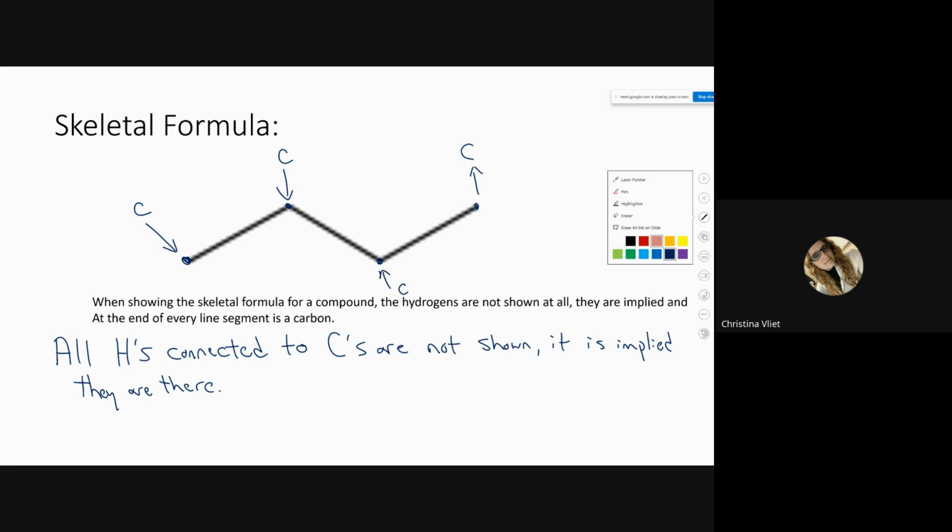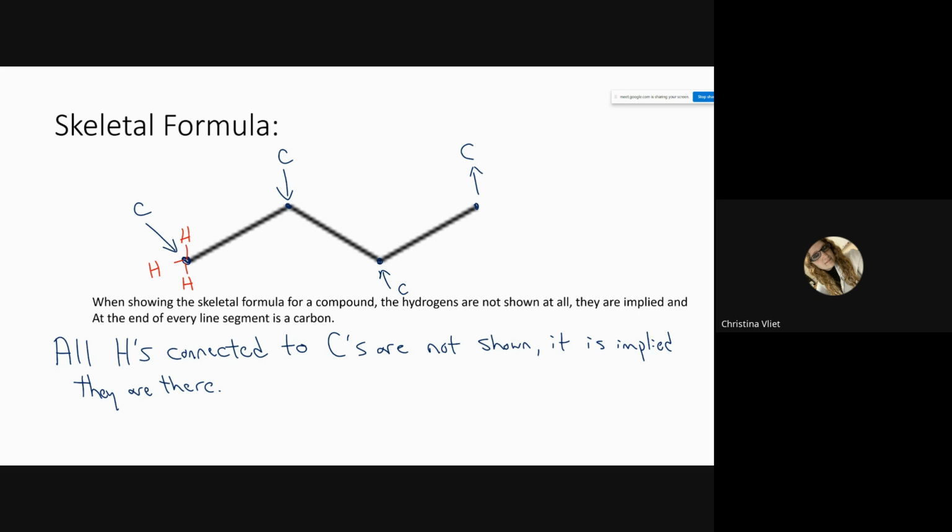Every carbon has to have a total of how many bonds? 4. If one of them is being connected to a carbon, what about the other? They have to be connected to hydrogen, right? So this would be an H and H and a H, and you have to understand that in your head for the skeletal form. So how many hydrogens would be on this carbon in the middle? Because there's 2 bonds to other carbons, there would have to be 2 more bonds to hydrogens.